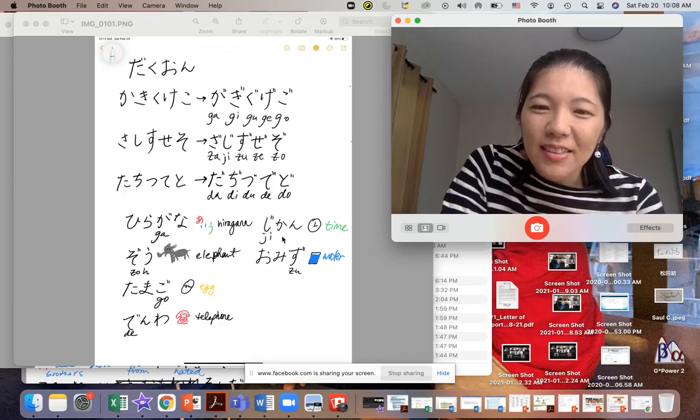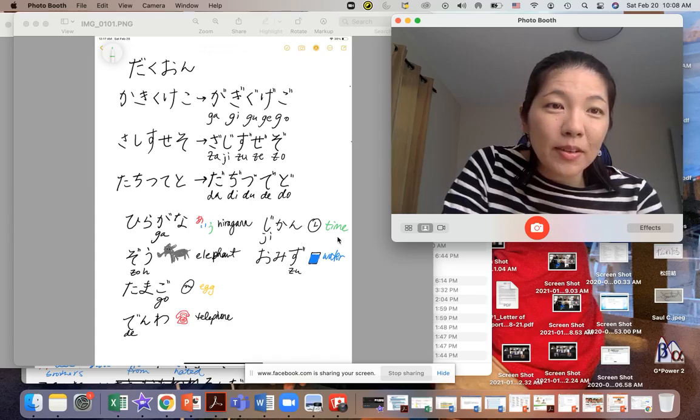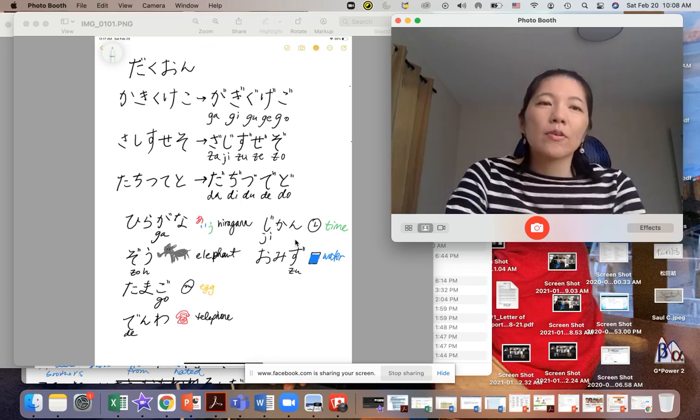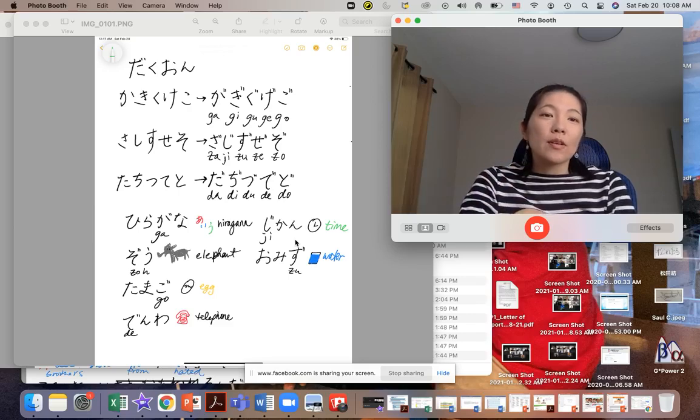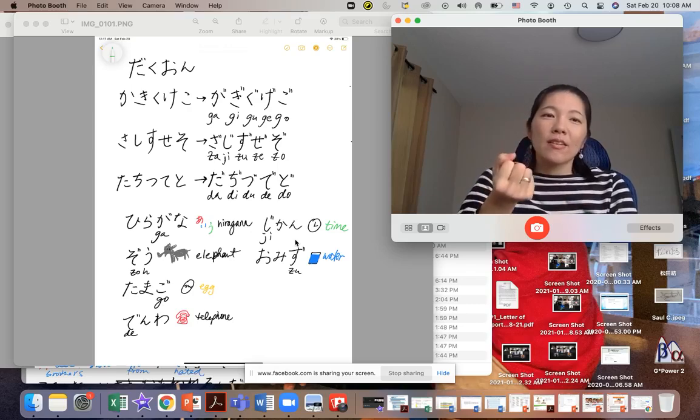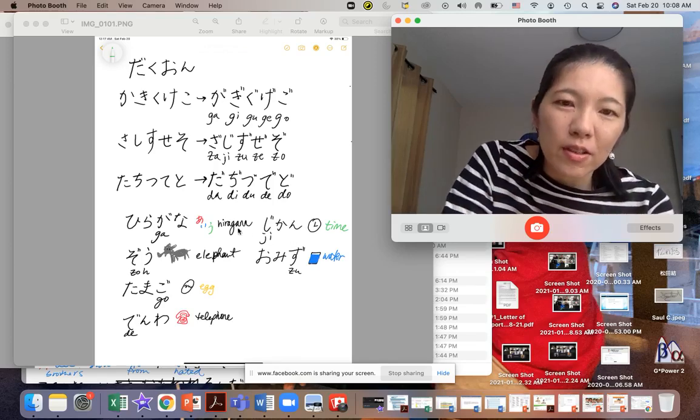And jikan, that's the next word. Jikan is time. You might also have heard nanji, like a jikan no ji. Ji is like a time. So for example, 10 o'clock is juji. Ju is 10, right? Ji is the time. So you can use it that way.